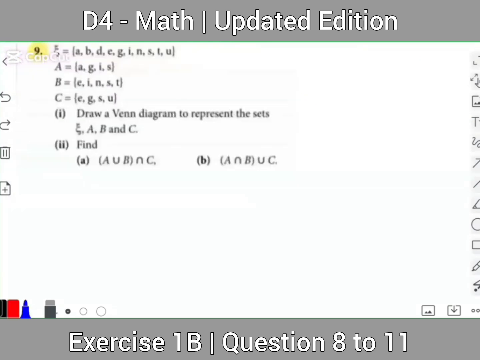In question 9, we have a universal set η that is equal to {A, B, D, E, G, I, N, S, T, U}, and the three sets A, B, and C. A is equal to {A, G, I, S}, B is equal to {E, I, N, S, T}, and set C is equal to {E, G, S, U}. Since set η is a universal set, A, B, and C are proper subsets of the universal set η.